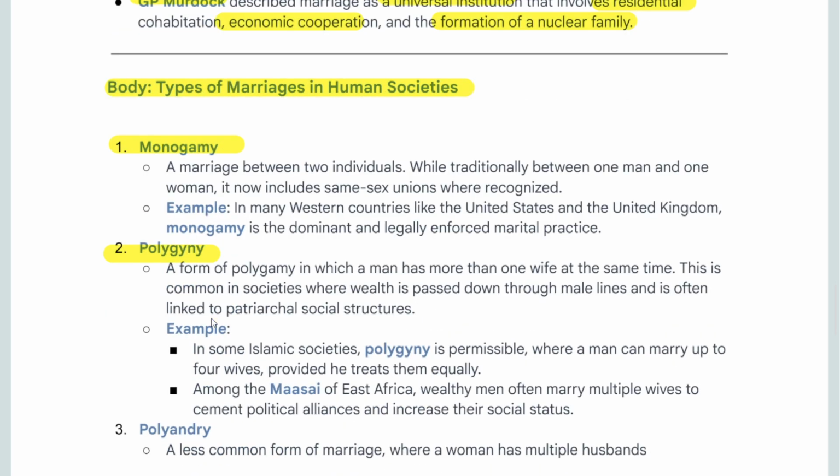Monogamy, one partner at a time. Most common legally today, especially in the West, can be same-sex unions too now in many places. Often implies lifelong commitment. Polygyny, one male, multiple wives. Permissible in Islamic societies up to 4. Common among groups like the Maasai for status alliances, often linked to patriarchy, economic capacity.